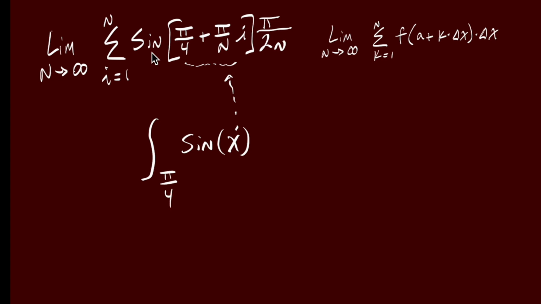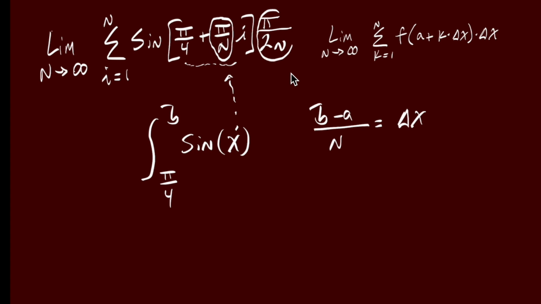Now, when we get to the b value, we're going to use the formula that b minus a over n is going to equal delta x. Now, the question here in this Riemann sum is, what is the delta x? You could see over here the delta x appears both outside of the function as well as being multiplied by k or i. So the question in this problem is, what's the real delta x? Is it this pi over n, or is it pi over 2n?